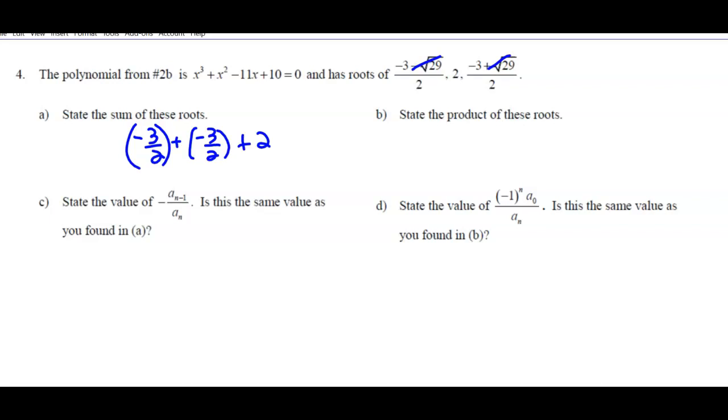Please don't use a calculator to calculate. You have to know how to do that. So negative 3 over 2 plus negative 3 over 2 is negative 6 over 2, which is negative 3, plus 2 is negative 1.